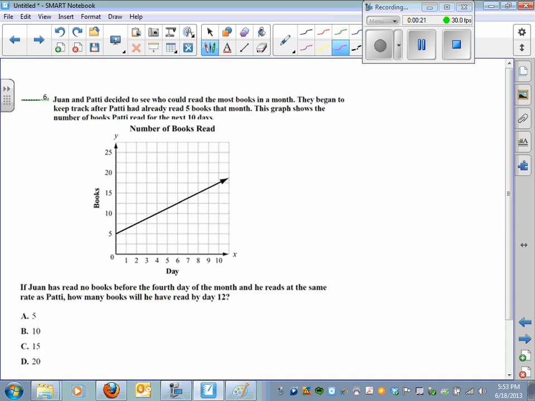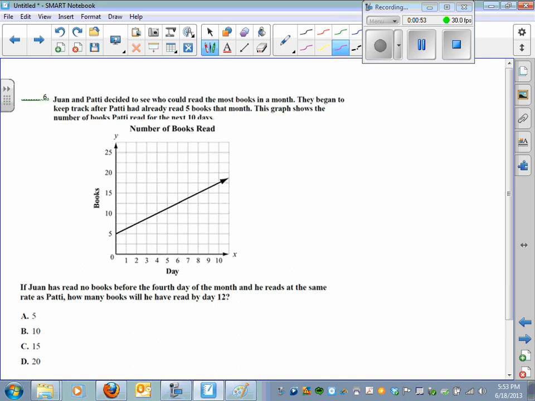Okay, this one is talking about Juan and Patty deciding who could read the most books in a month. And they begin to keep track after Patty's already read 5 books that month. Well, see, that makes it difficult to do because that means that 0 does not necessarily represent which day it is, because she wouldn't have read 5 books instantaneously at the second that the month is beginning, like at midnight on the 1st, which means that we're not quite sure where she started. You could figure it out.